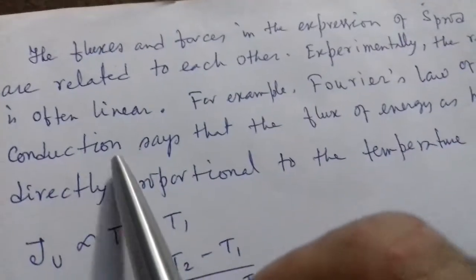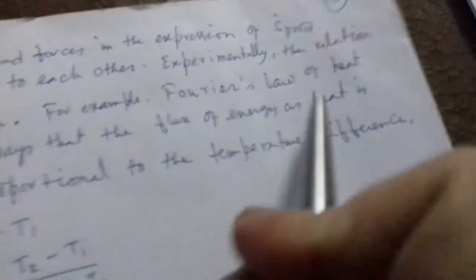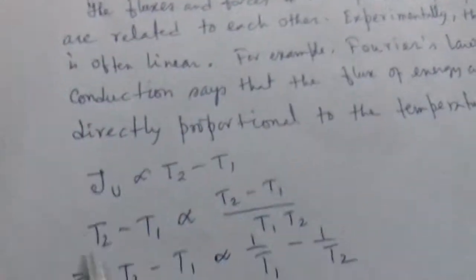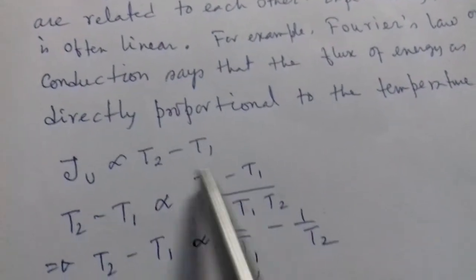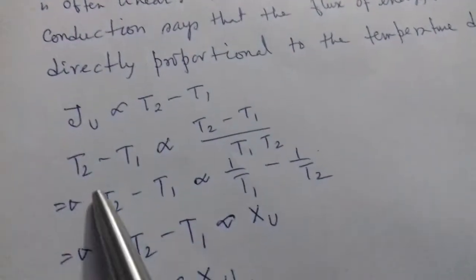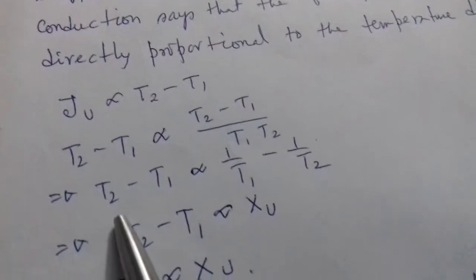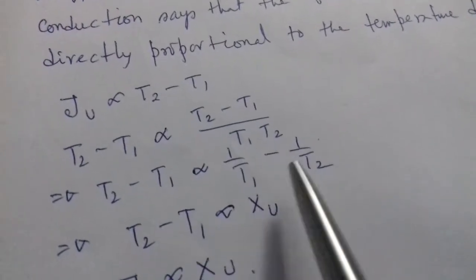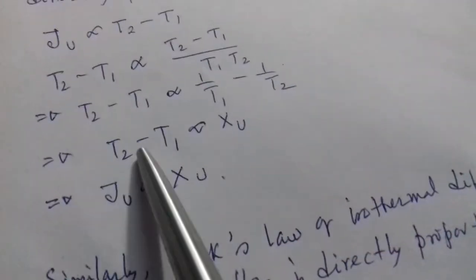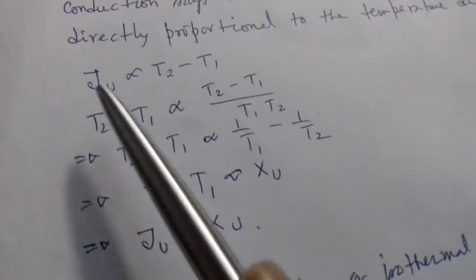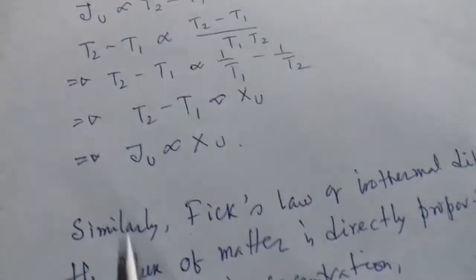So for example, Fourier's law of heat conduction says that the flux of energy as heat is directly proportional to the temperature difference. That is, Ju is proportional to T2 minus T1. On the other hand, T2 minus T1 is proportional to (T2 minus T1) by T1 T2. That is, T2 minus T1 equal to 1 by T1 minus 1 by T2. That means T2 minus T1 is proportional to Xu. So we get Ju is proportional to Xu.